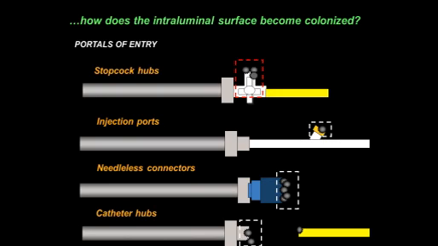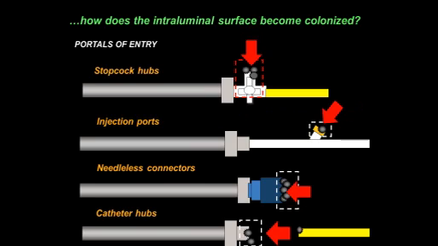So how does the intraluminal surface become colonized if this is our primary source? Well, that's the hard part of all of this, because with the extraluminal, we know that the primary source is the insertion site. So there are a lot of good technologies and a lot of interventions we can apply there. But with the intraluminal, we have so many different portals of entry, and the use of these is quite large on a daily scale. We have stopcock hubs, we have injection ports, we have needleless connectors, and the catheter hub itself, all of which are entry points.